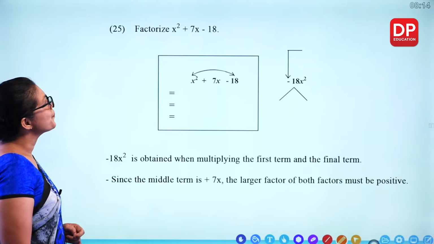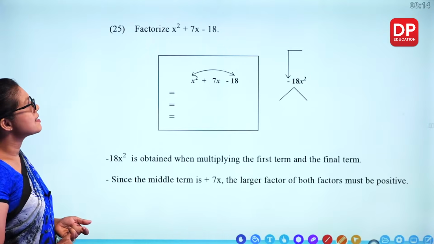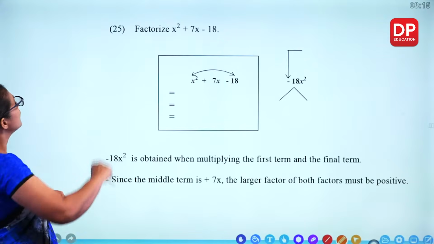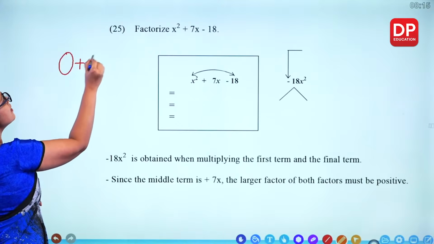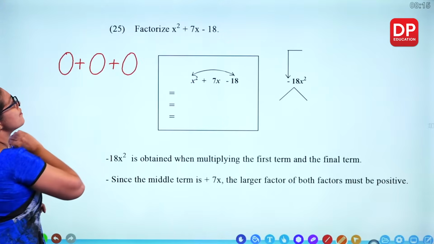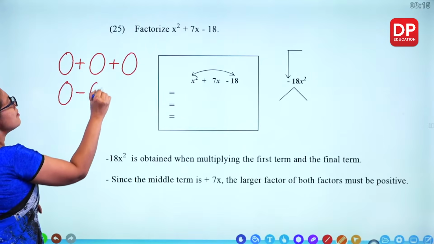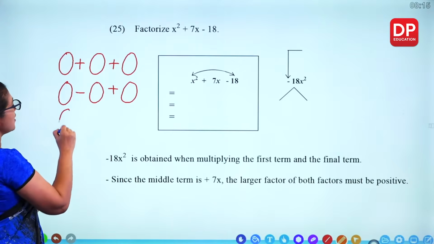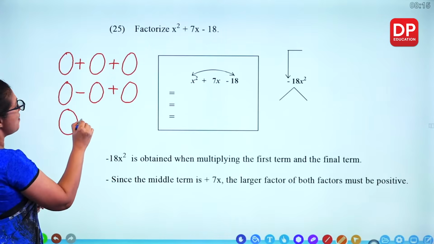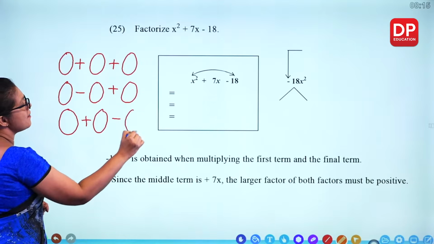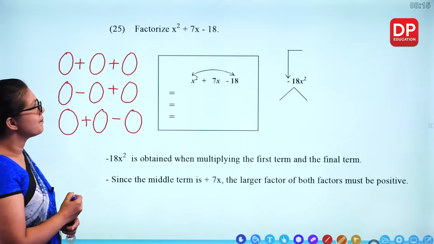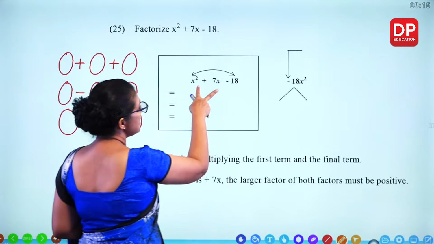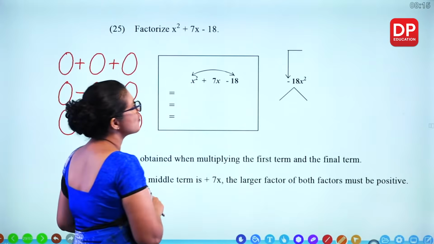Now what's the change? The middle term is plus and the last term is negative. So far, what are the things we did? We did all terms positive. Second one, we did middle term negative, but the last term is positive. Now we are trying to learn how to factorize when the middle term is positive and the last term is negative. So same procedure, you multiply the first and the last, but now you are getting minus 18x squared.